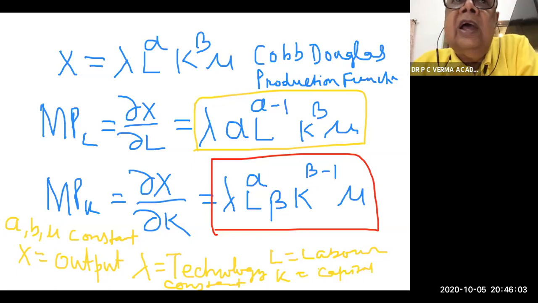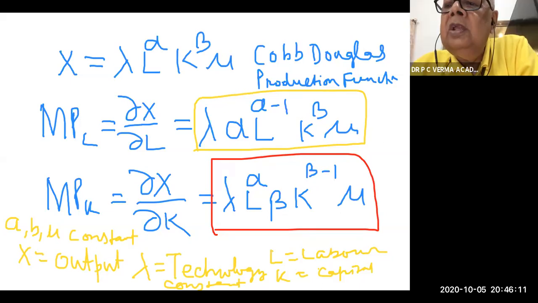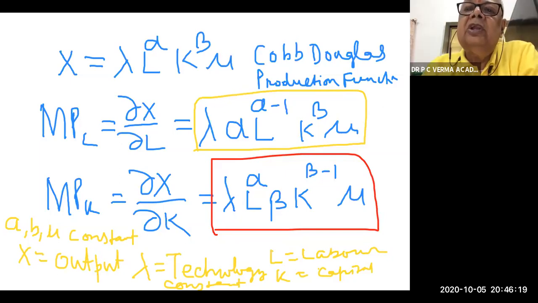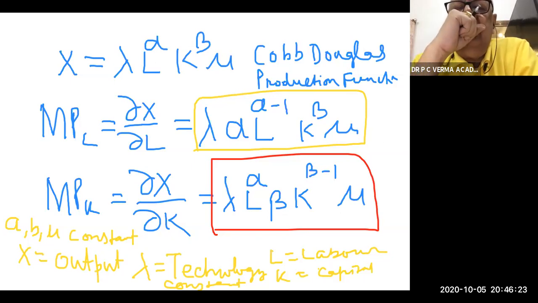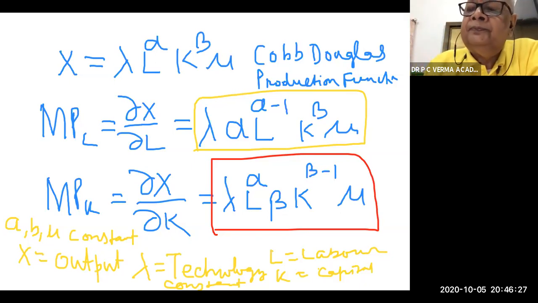Is it clear, Sunita? Yes, sir. Shravani? Yes, sir, clear. So this is marginal productivity of labor and marginal productivity of capital from the Cobb-Douglas production function.